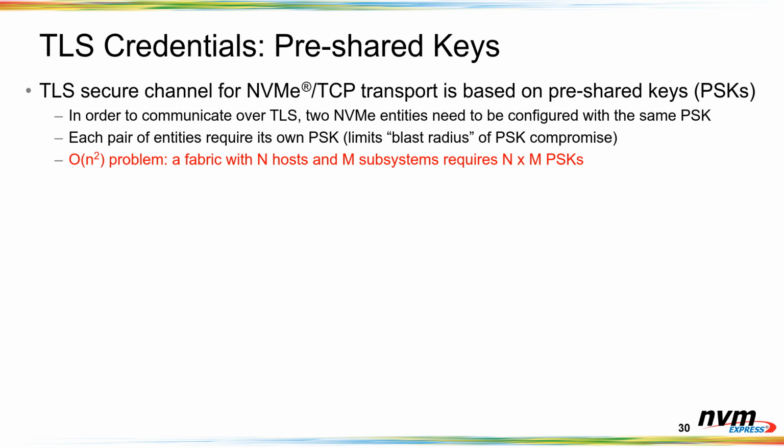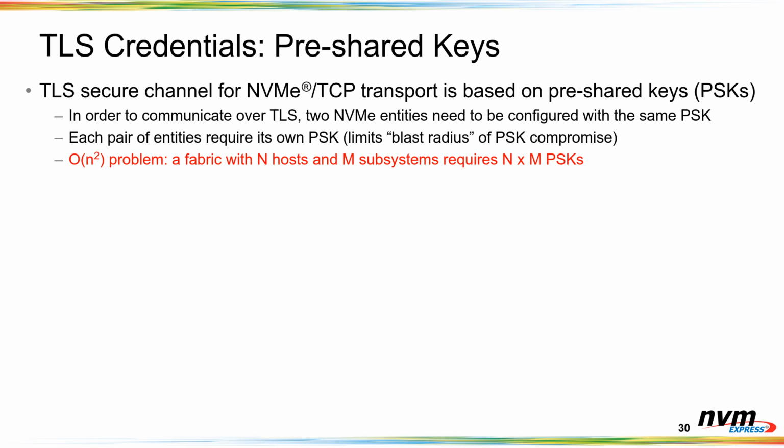So the TLS credentials at NVMe, and here it's NVMe over Fabrics over TCP, is using pre-shared keys. So in order to communicate over TLS, you need to provision the two entities with the same pre-shared key. Each pair of entities should really be using its own pre-shared key, which limits the consequences, sometimes informally called the blast radius, of compromise of a PSK.